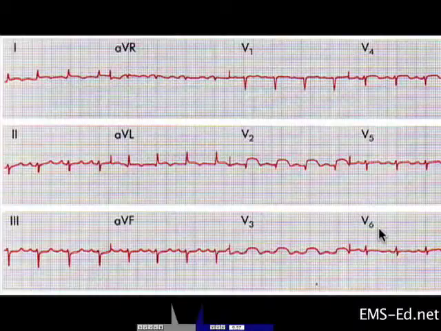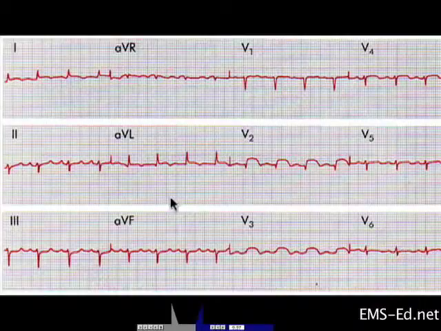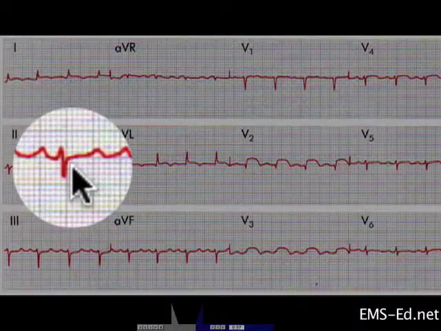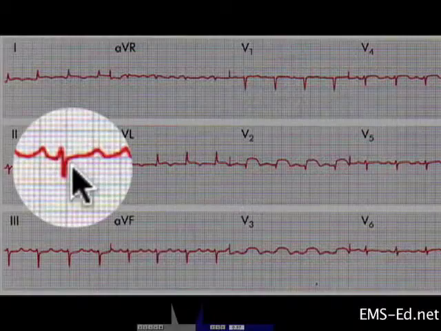How about the axis deviation? Is it normal, left, right? This looks like left axis deviation since the net QRS deflection in lead 2 is more negative than positive, suggestive of a left anterior hemiblock.